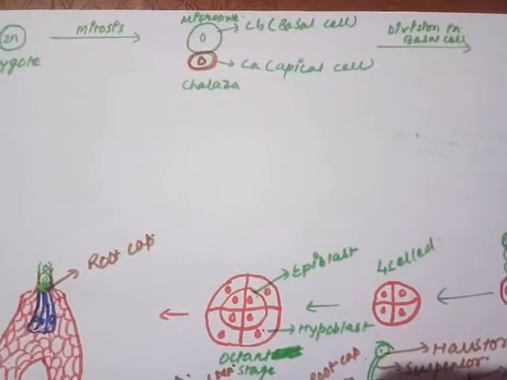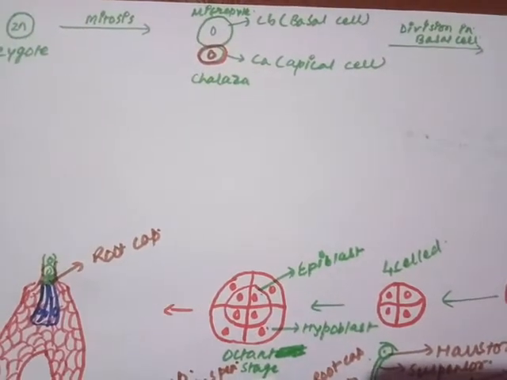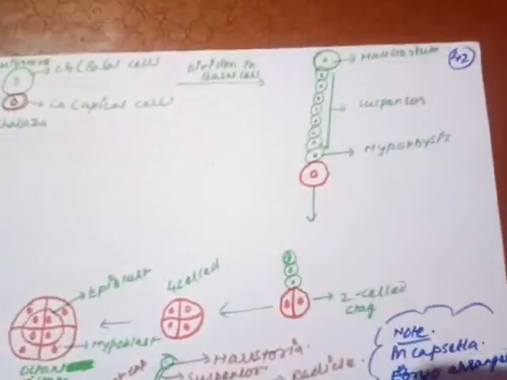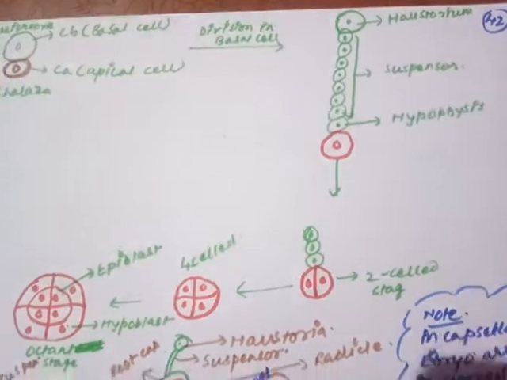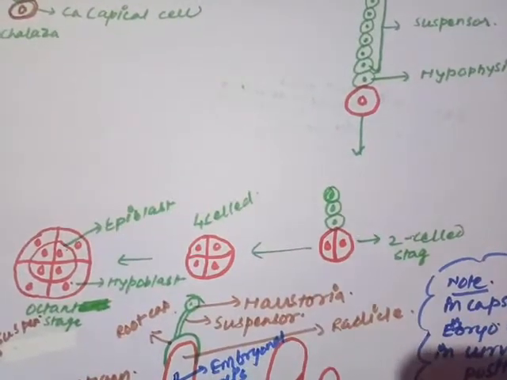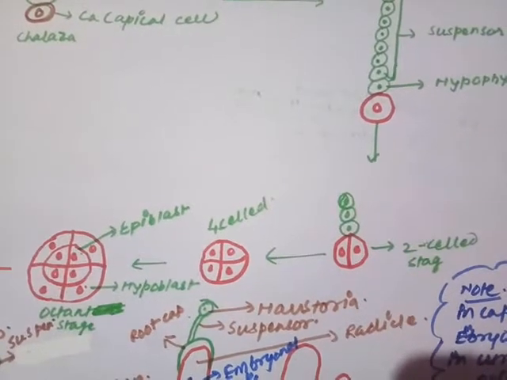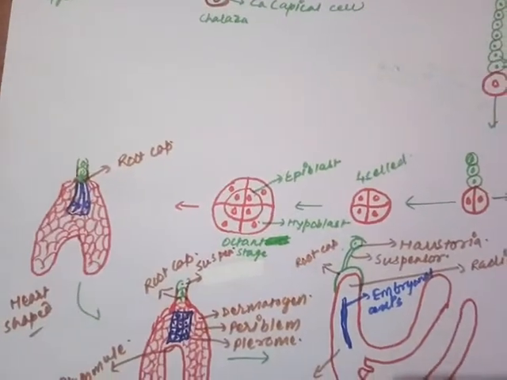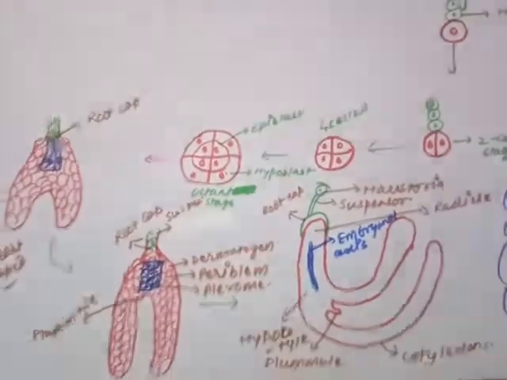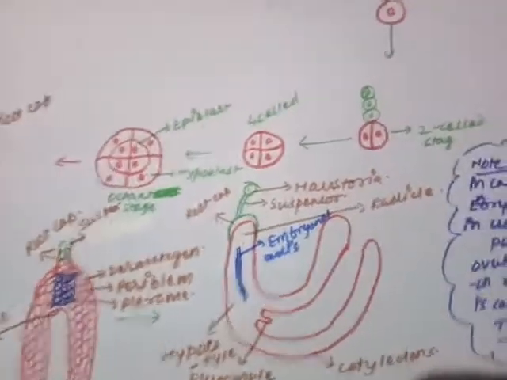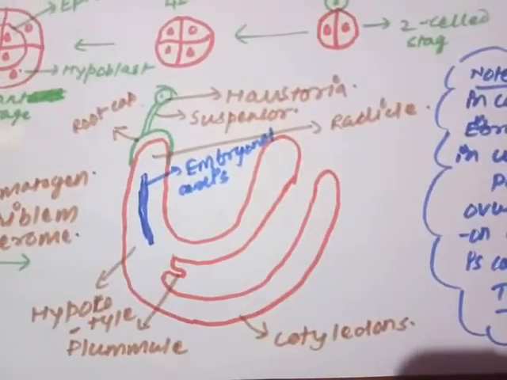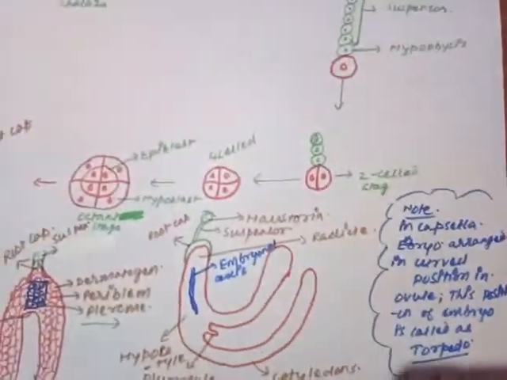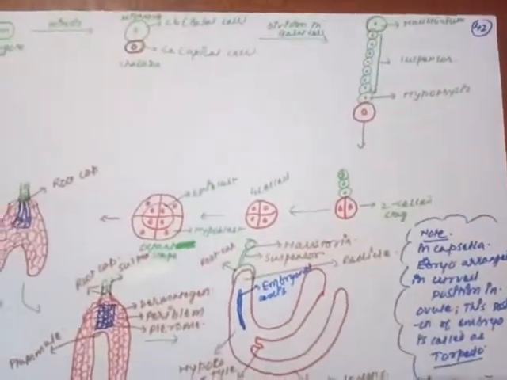The zygote divides mitotically. The larger cell toward the micropylar end forms the basal cell, and the smaller cell toward the chalazal end forms the apical cell. Division of the basal cell forms the suspensor and haustorium. Now the embryonal cell: vertical division, transverse division, 4-celled stage. Then the epiblast, hypoblast, octant stage, continuous division, maturation, proembryo, heart-shaped stage. Then the development of plumule, radicle, everything. You have to take care of every structure with its function. So this is all about the development of a dicot embryo.